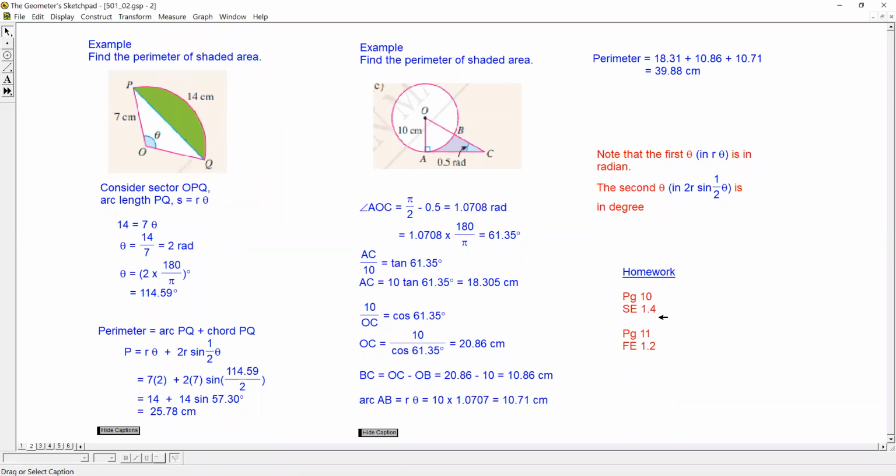So the homework for the perimeter of the sector is this one: the self-exercise and the formative exercise. Two exercises. You have to try. If you don't know, you can ask me on Wednesday.